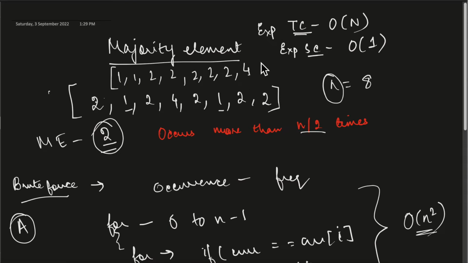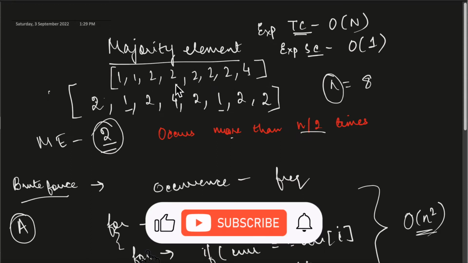After sorting this, if an element has to occur more than n by 2 times, obviously the majority element is always going to be at the middle of the array, no matter what the length of the array is. So what is the middle point of this array? Somewhere here, and this is the majority element itself.